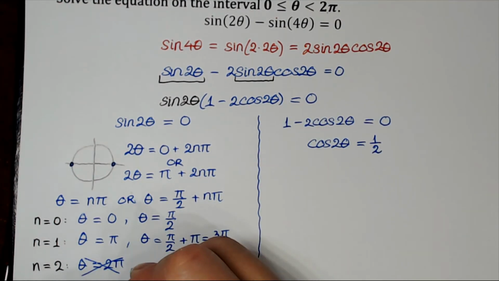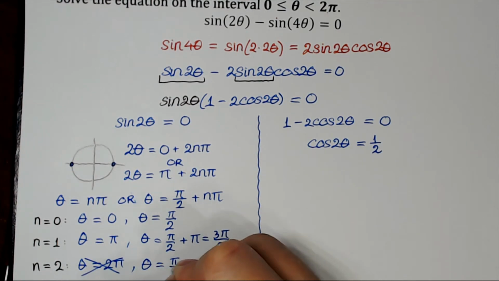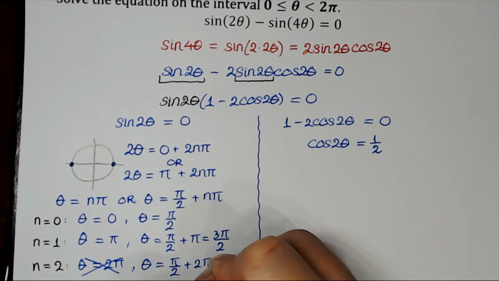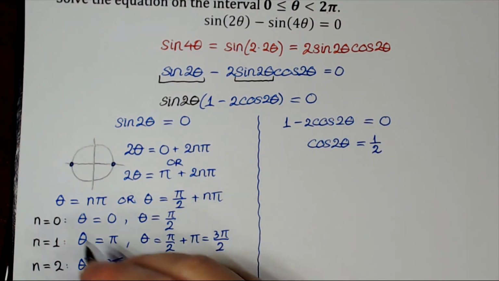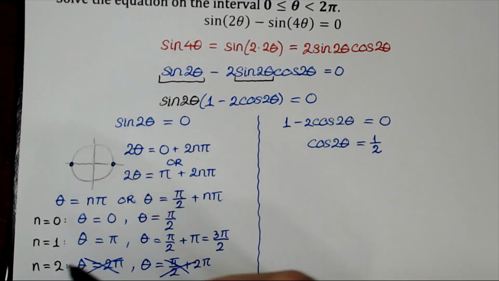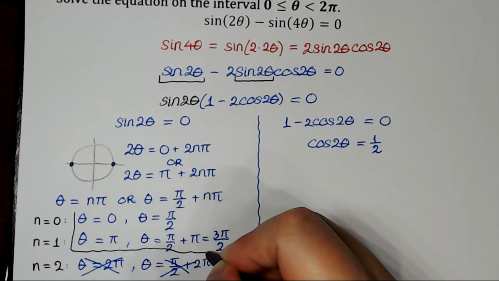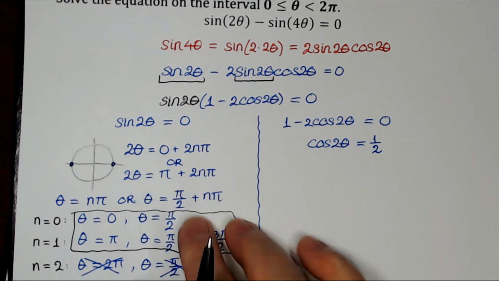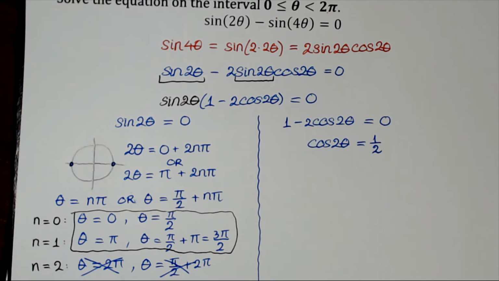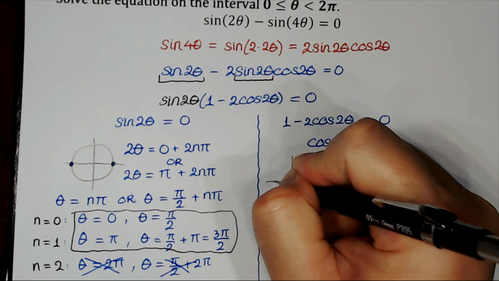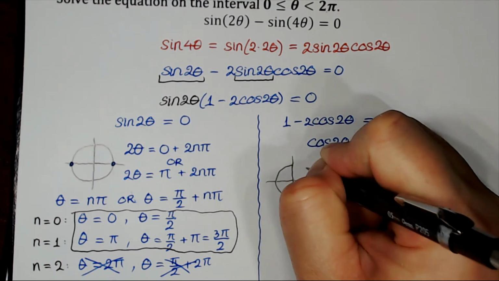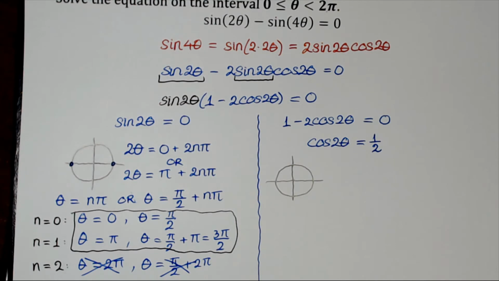Again, we have a product equal to 0. So one of the factors must be 0. So we have sine of 2 theta equal to 0, or 1 minus 2 cosine 2 theta equal to 0. This will give us cosine of 2 theta equal to 1/2. Right. Now we just solve the trigonometric equation, both of them. This is a little more complicated because we have the multiple of an angle.